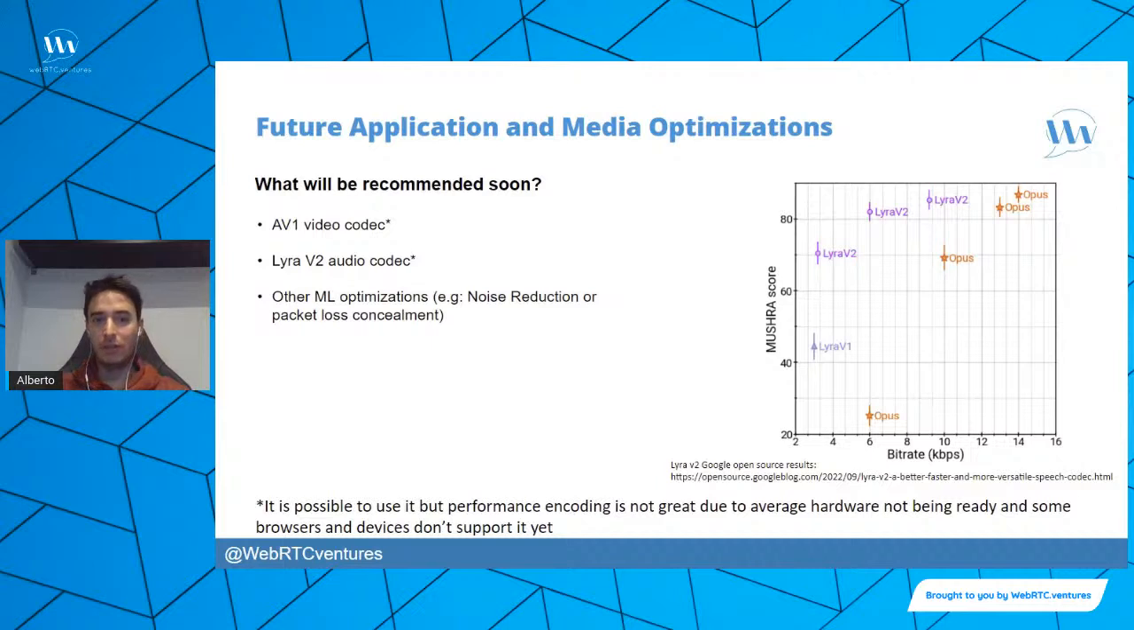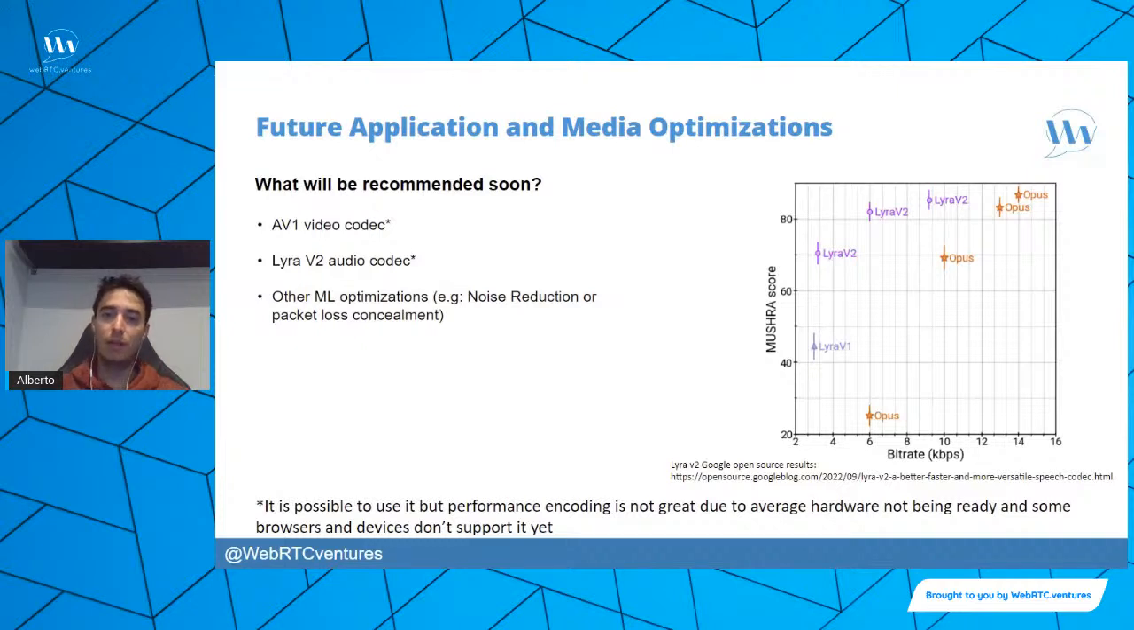AV1, of course, the video codec, is very popular. It's used today for decoding in many places, but encoding with it is still not as popular, and the hardware hasn't been updated to use that. So it means that it's very CPU intensive for some devices to publish AV1. But the benefits are clear: you could have the same bandwidth and much better quality, or lower bandwidth and better quality than what we have today with VP8 or VP9.